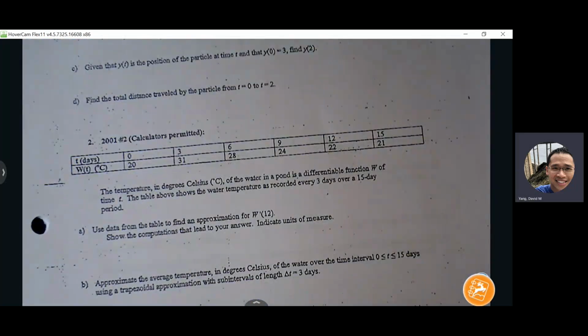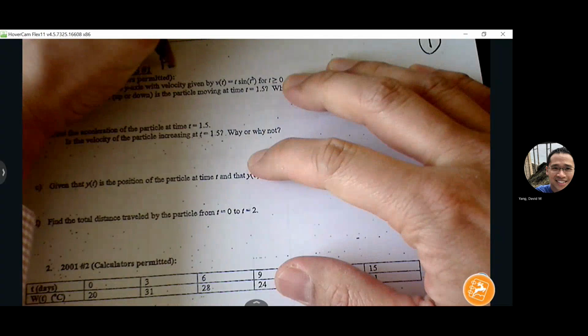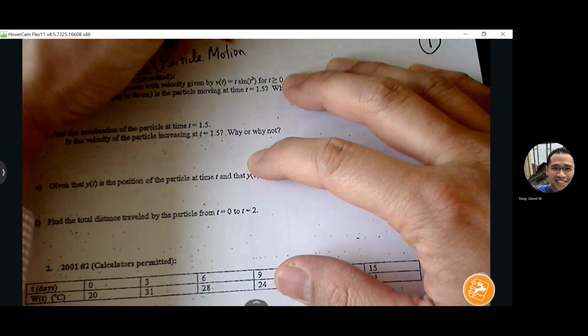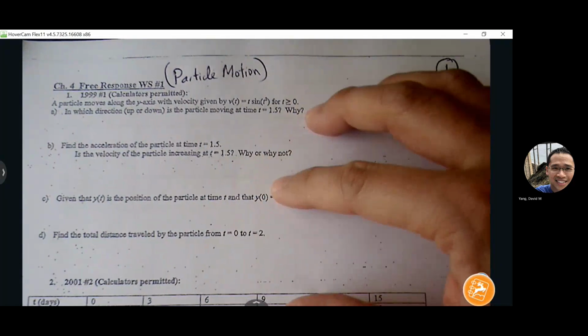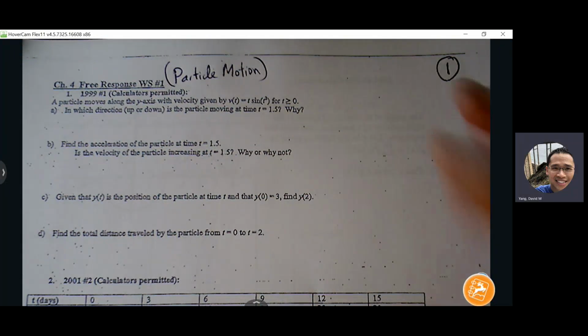Okay, so let's look at page 1. Okay, a particle moves along the y-axis. This is a particle motion problem. I'll go ahead and... particle moves along the y-axis.